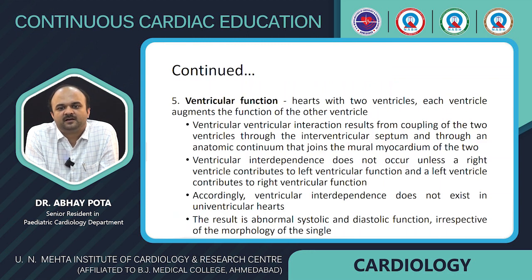Ventricular function is greatly affected in case of single ventricle. In hearts with two ventricles, each ventricle augments the function of the other ventricle, that is in normal. Ventricular-ventricular interaction results from coupling of the two ventricles through the interventricular septum and through an anatomic continuum that joins the mural myocardium of the RV and LV. Ventricular interdependence does not occur unless a right ventricle contributes to the left ventricular function and a left ventricle contributes to the right ventricular function. Accordingly, ventricular interdependence does not exist in univentricular hearts. The result is abnormal systolic and diastolic function irrespective of the morphology of the single ventricle.